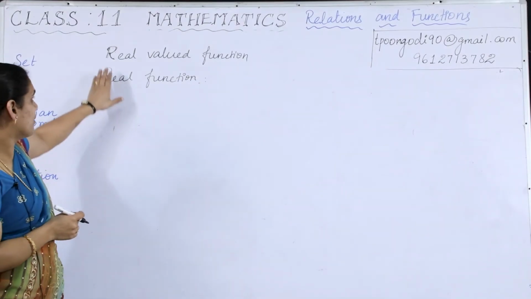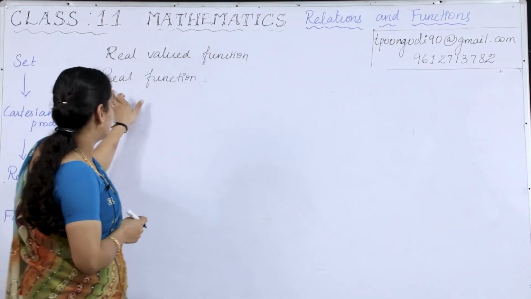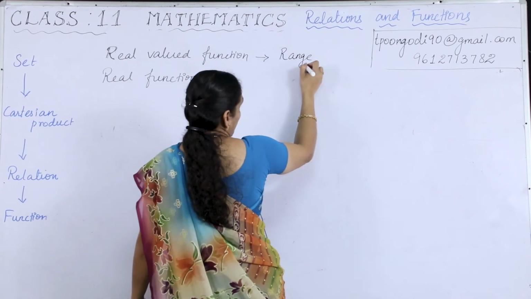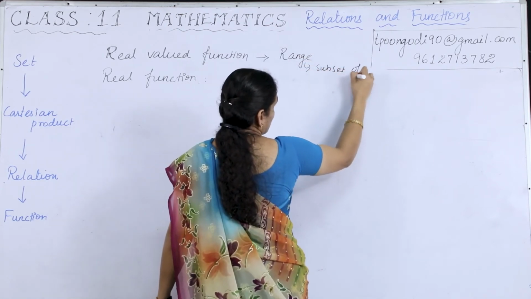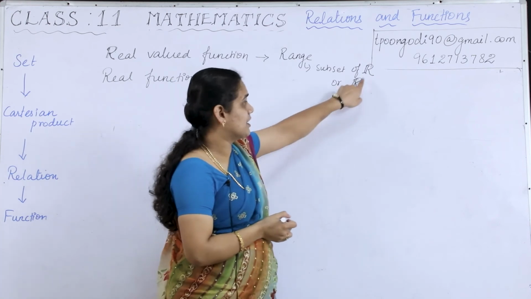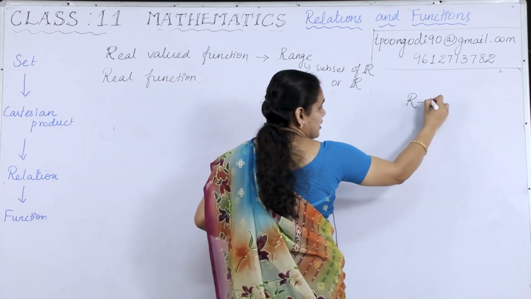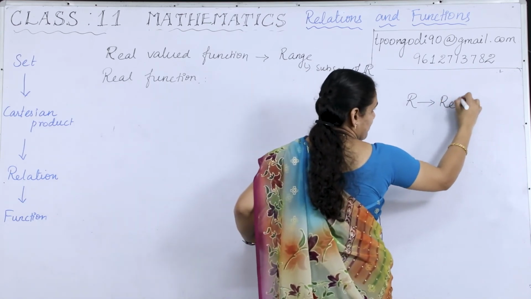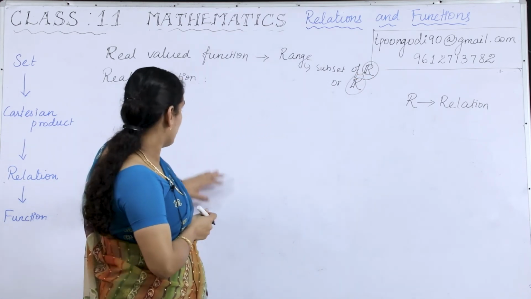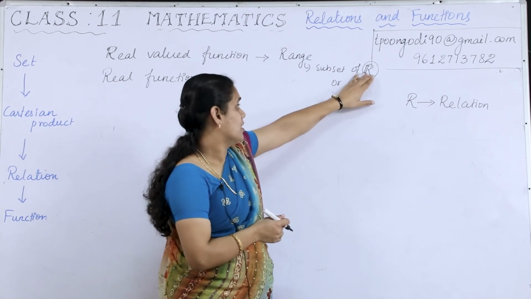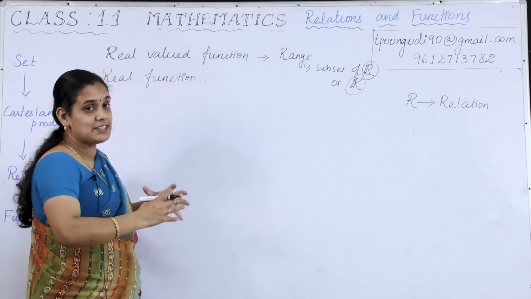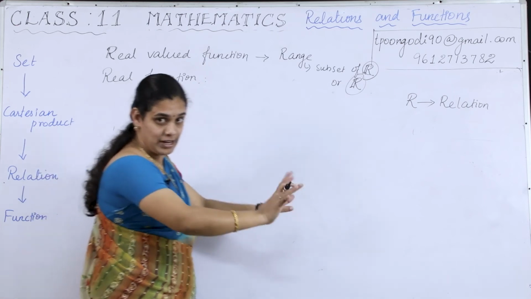In your textbook, we often come across these two terms, real valued function and real function. A real valued function is one whose range is a subset of R. See, here I have given a difference between this R and R. If you just write simple capital R, that is the relation. If it is in bold letter R, that represents the set of all real numbers. If the range is a subset of the set of all real numbers, then we call that function a real valued function. That means the output which we get may be the set of all real numbers or its subset.